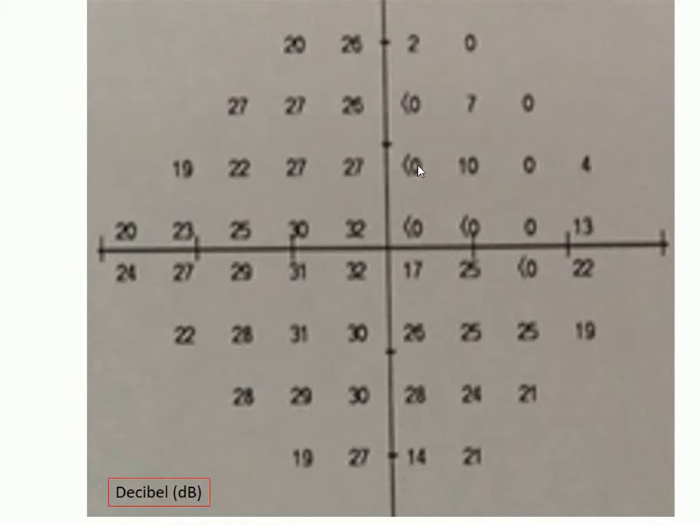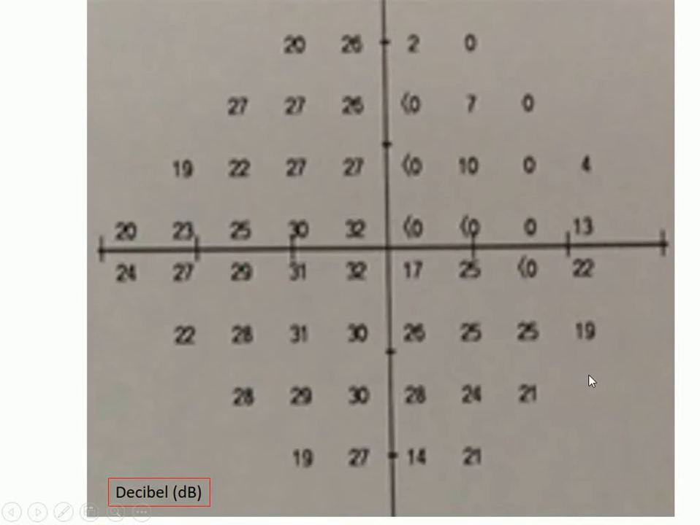The unit that we use is called the decibel. Most of us are familiar with decibels, for example, from sound. And this is a relative unit, and we're not going to get into how that unit's calculated. It's beyond the scope of the lecture, but just to again understand that the higher the value here, that reflects the better the patient is able to see at that particular location.